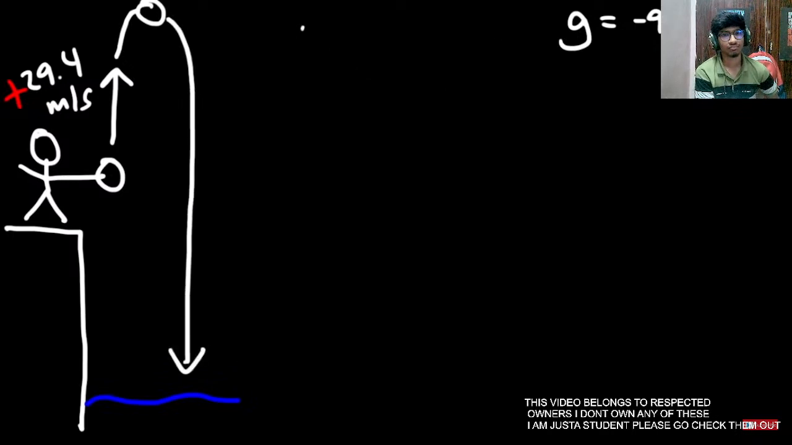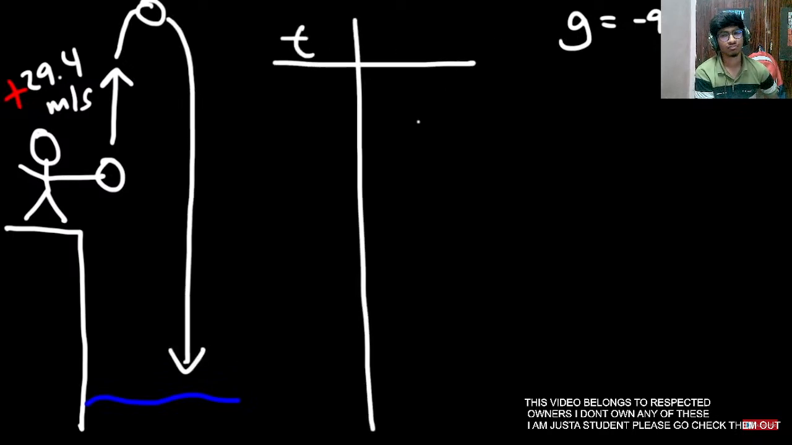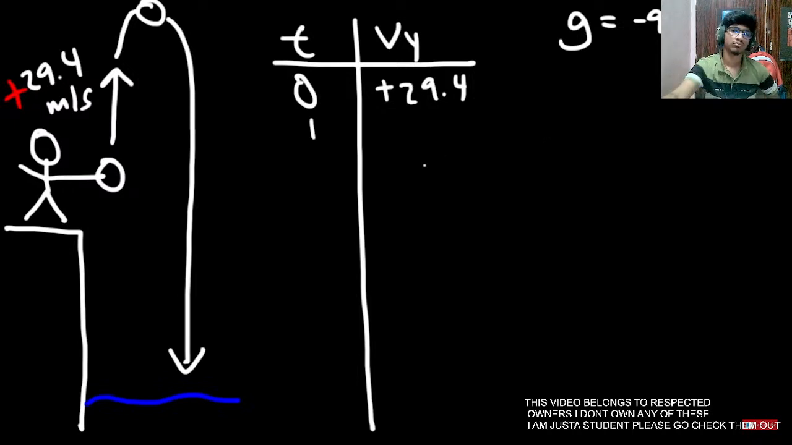So if we make a table between t and Vy, we're going to get the following values. At t equals 0, that is, initially, the vertical velocity is positive 29.4. Now, the acceleration tells us how much the velocity changes every second. So 1 second later, it's going to decrease by 9.8. So 29.4 minus 9.8 will give us 19.6. So 1 second later, it's going to be positive 19.6.